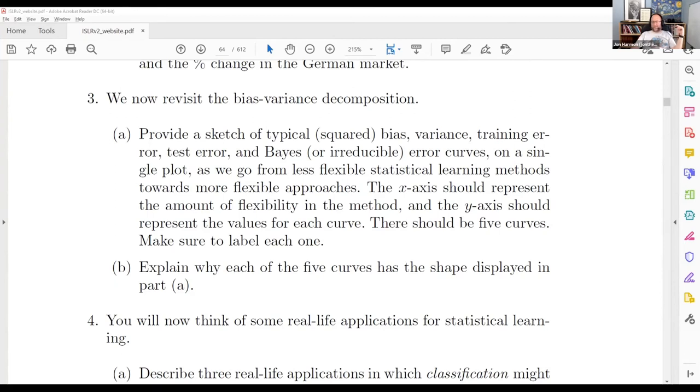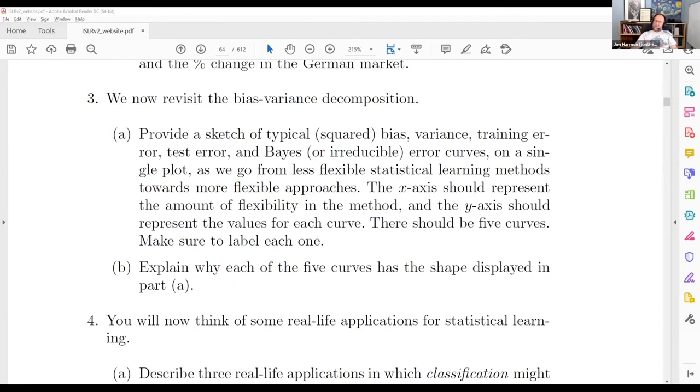But the general idea is, as your flexibility goes up, we've seen a few plots showing that bias goes down, by what we've been really digging into, that the more flexible you are, the more able you are to fit the real, quote unquote, underlying model. Variance goes up as flexibility goes up. If it's too flexible, it's overfitting to exactly that data set, so it's not going to work on another data set necessarily.